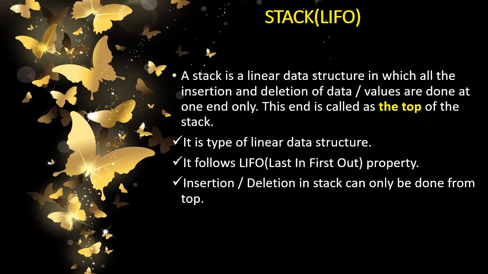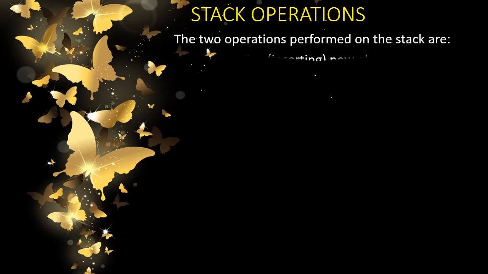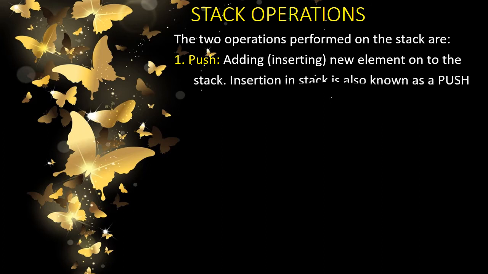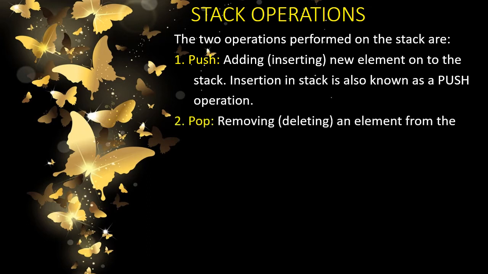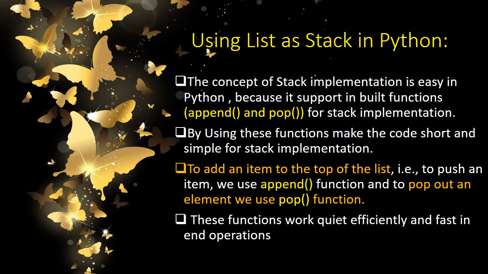There are two operations in stacks, insertion and deletion, and they happen only at one position: push and pop. Push means inserting an element into the stack; insertion in a stack is also called a push operation. Pop means removing an element from the stack; deletion from the stack is known as a pop operation. These two stack operations are done by the list built-in functions append and pop. To add an item to the stack we use the append function, and to remove an item from the stack we use the pop function.